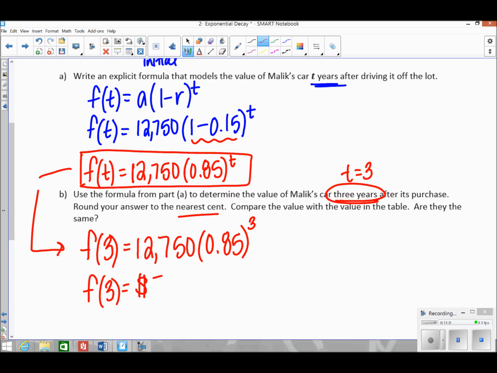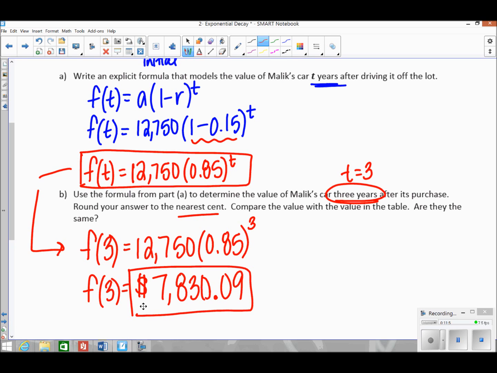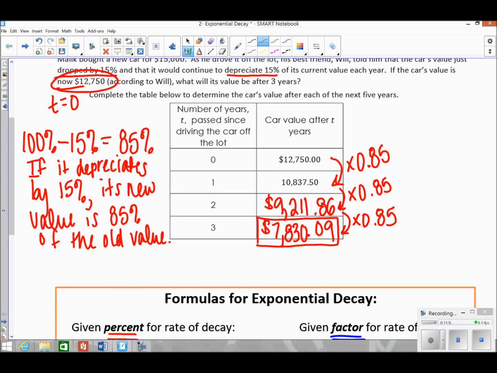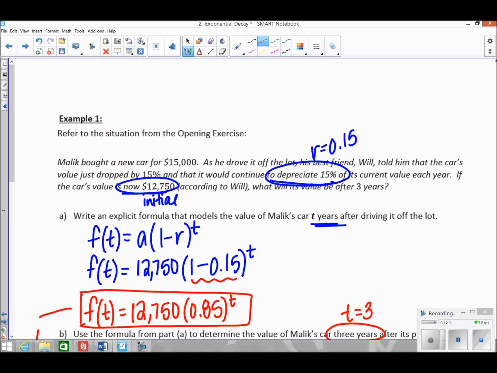So I'm getting $7,830.09 when I round to 2 decimal places. And it's asking us to compare that to the table. So if we go back to the table, you should be thinking it's going to be the same value, because how could it not? If it doesn't give us the same value, that tells us our formula is not doing what it should be doing. So if we go back and look at t equals 3, you see that you get the same value. So that's a good thing, because otherwise the formula wouldn't be doing its job.